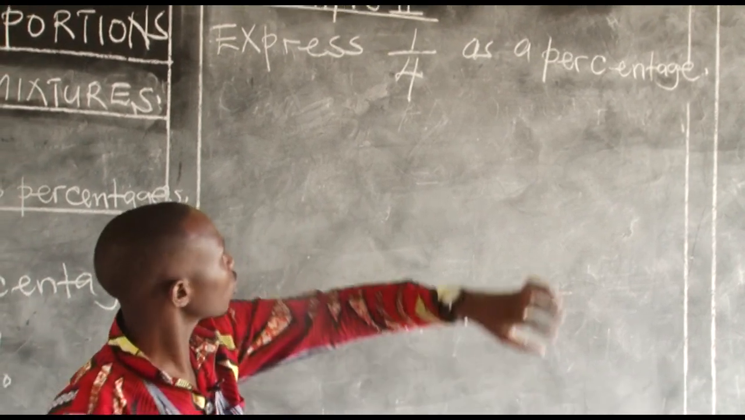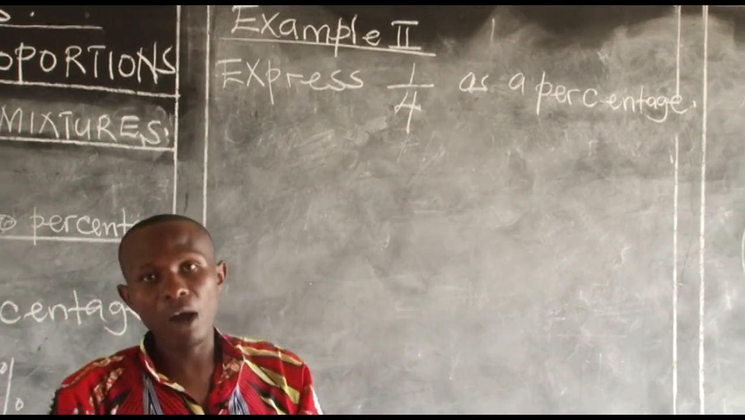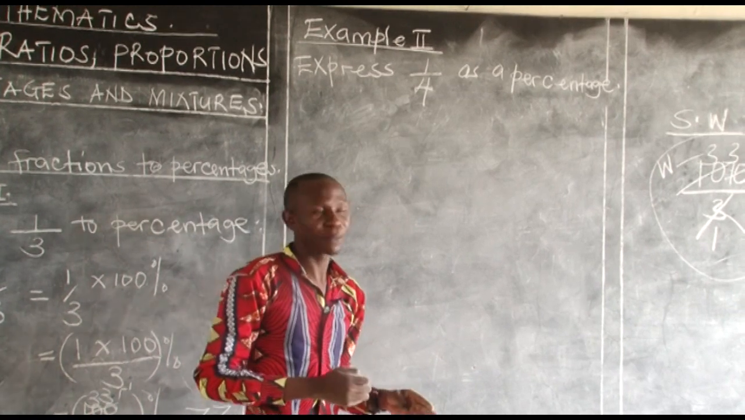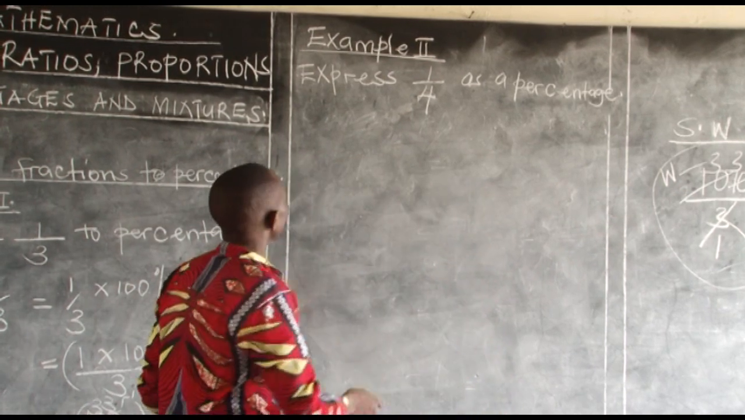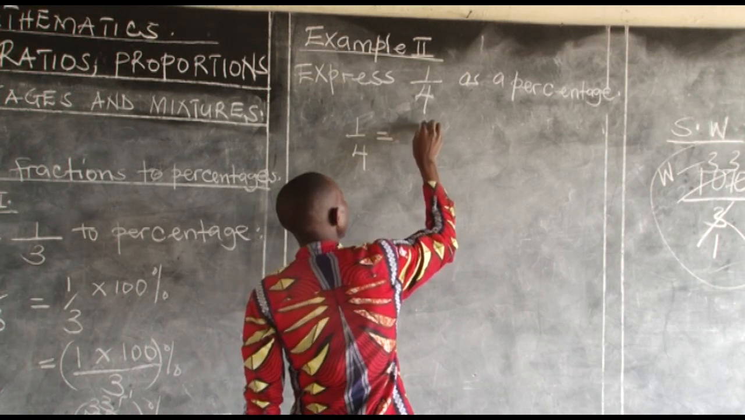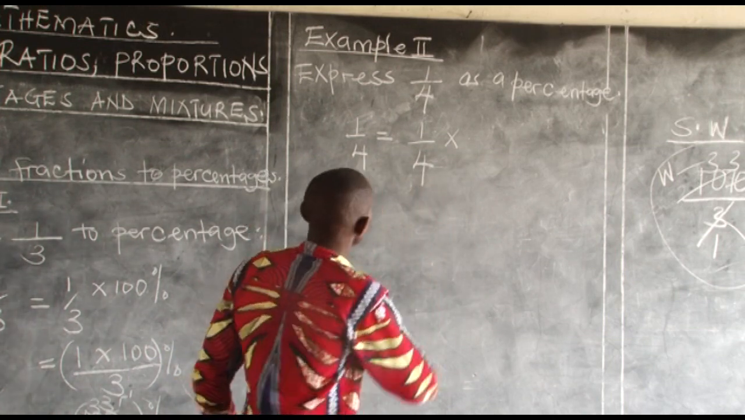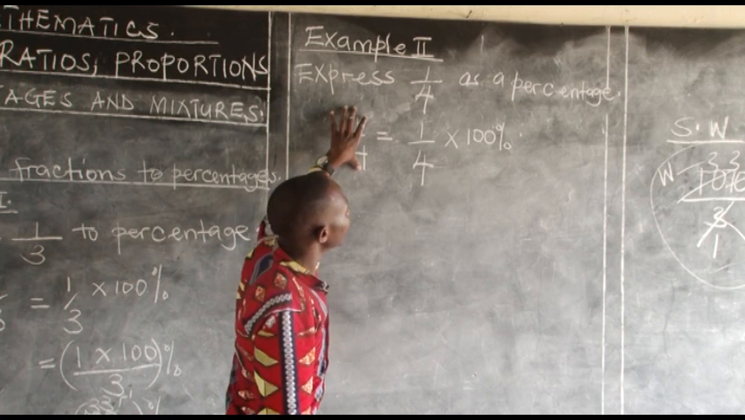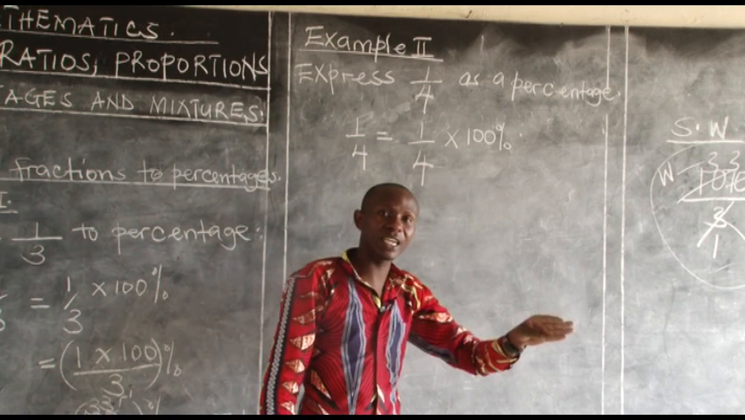At the same time, you can also say, express a quarter as a percentage. How can we change or convert this fraction into a percentage? Simple. As long as they have said convert into a percentage or change to percentage, what you do is get the given fraction, which is 1 out of 4, and multiply it by the original percentage, which will be 100%. So we are expressing this as a percentage. By doing so, we shall just get 1 out of 4 times 100%.